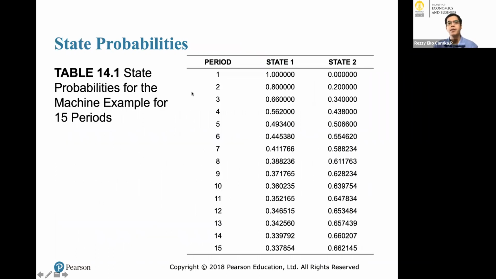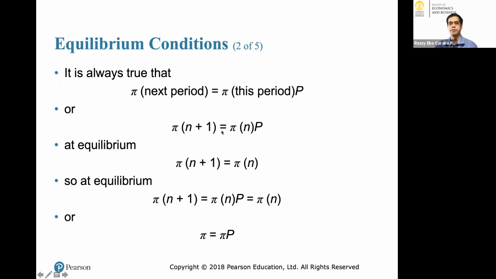So for example, this is the information of the state probabilities for the machines. Example for 15 periods. So this is our information, state 1 and state 2. For example, in state 1, we have probability 1 and probability 0 in state 2. Also in period 1, we have 0.8, 0.2, until we have period 15. We have 0.33 and we have 0.66. So this is the information of state probabilities for the machine over 15 periods.